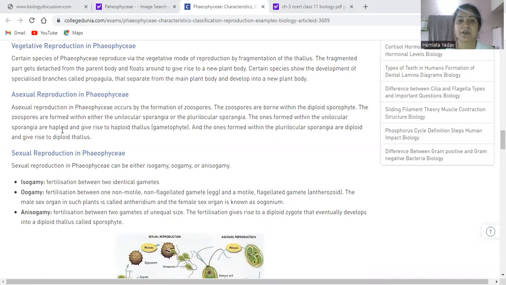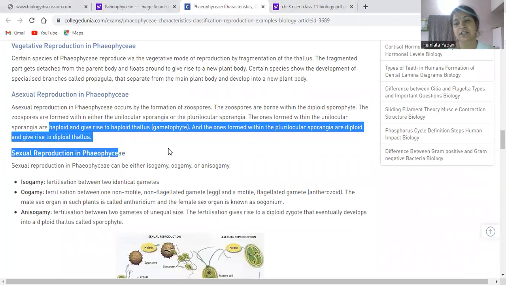Asexual reproduction in Phaeophyceae is by zoospores, produced inside the diploid sporophyte. Zoospores are formed within either unilocular sporangia or plurilocular sporangia. The ones from unilocular sporangia are haploid and give rise to a haploid thallus. The ones from plurilocular sporangia are diploid and give rise to a diploid thallus.